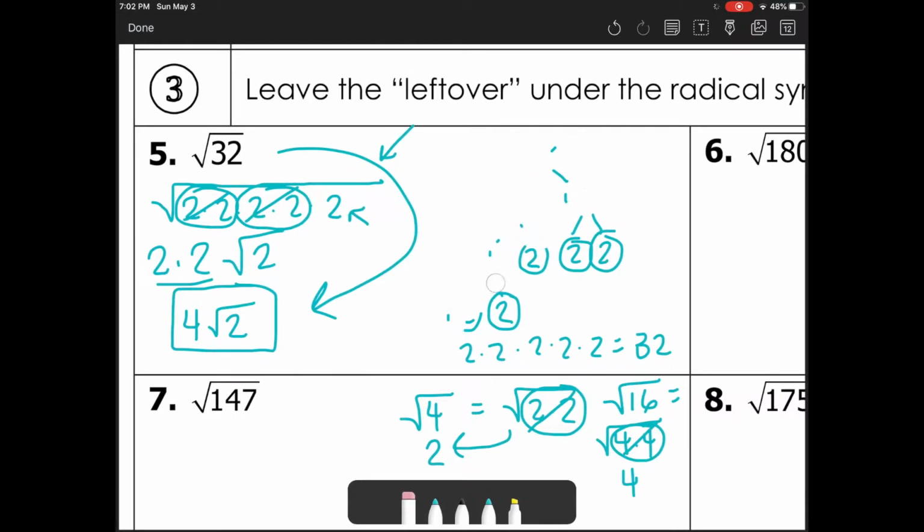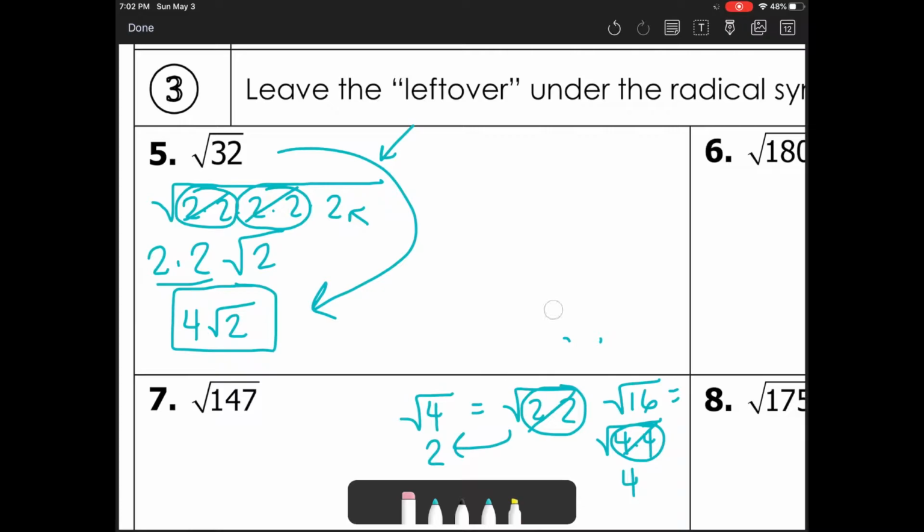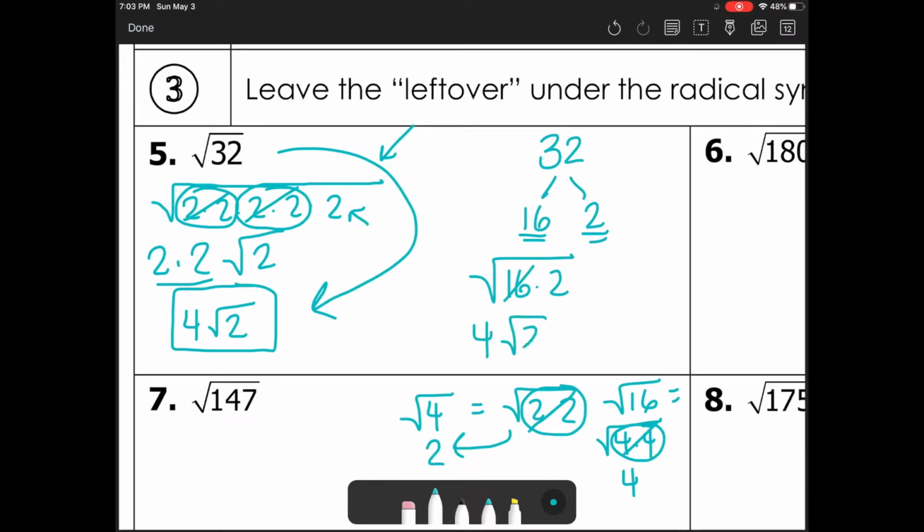Here is the other way that you could look at that if you are really good at your perfect squares or you're good at your multiplication and breaking down numbers. I could also say, okay, 32 is 16 times 2, and I know that 16 is a perfect square and 2 is not. So it would be this, square root of 16 is 4, keep the 2. You could also do it that way. If you are able to break your initial number down into perfect square times something, then you can just take the square root of the perfect square. The other number stays under the radical sign.